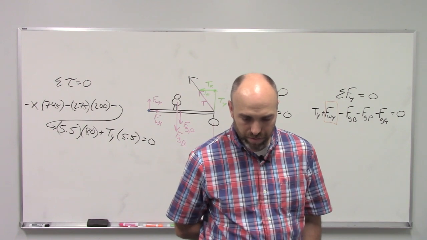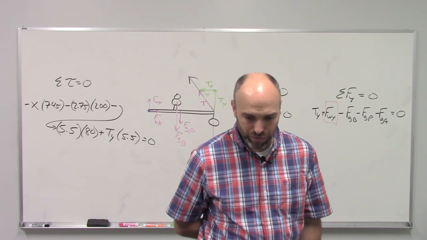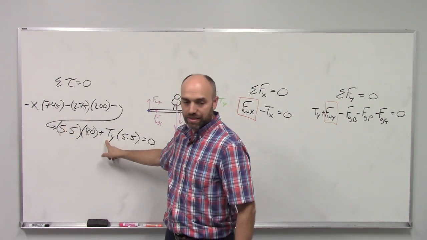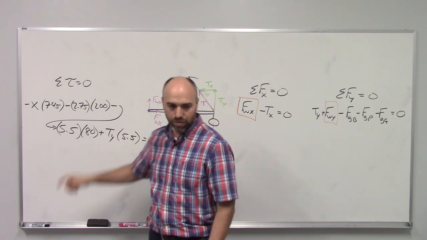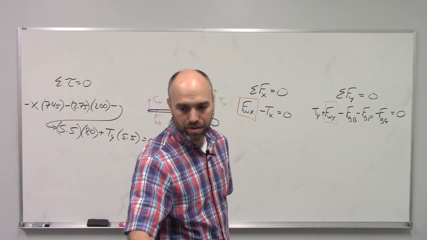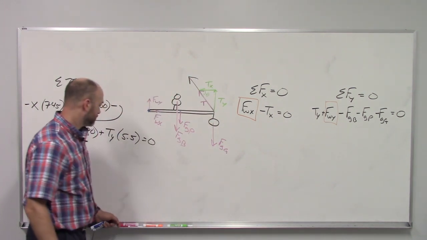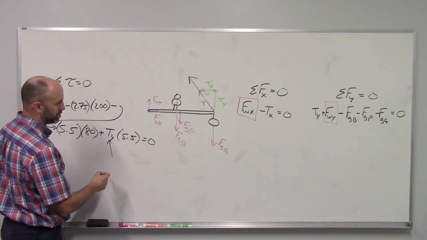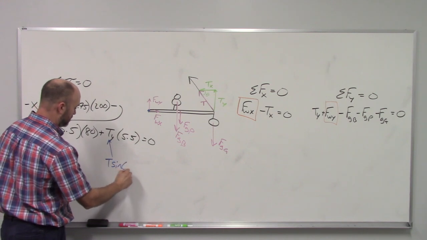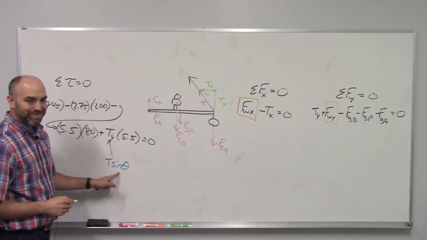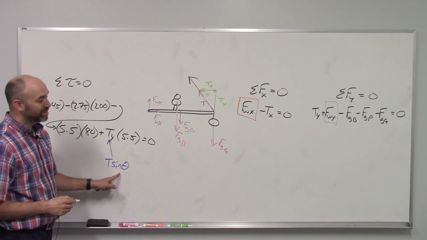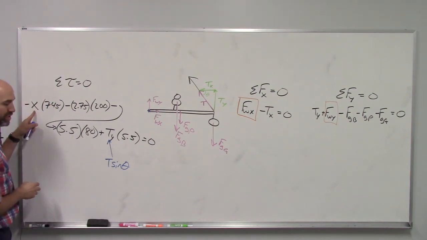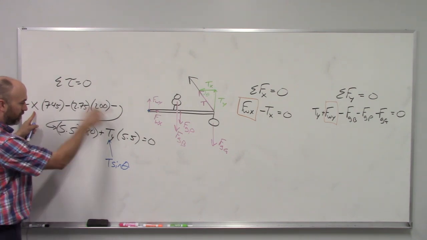Okay, so part B says when X is 1.2, now find the tension. So it gives you X and says find T. What equation should we use there for TY? T sine of theta. Yep. Why sine function? You said it right. Opposite, because TY is the opposite of the angle. Okay, that's good. So you set this at 1.2, or whatever number WebAssign gives you, and solve this equation for T.